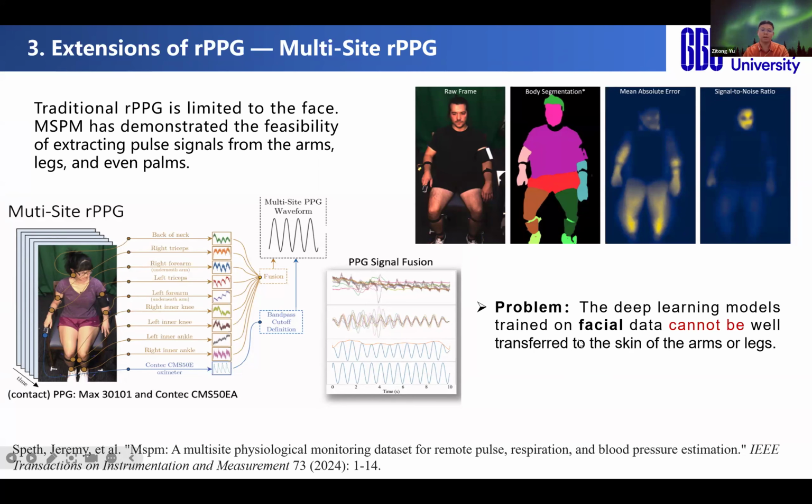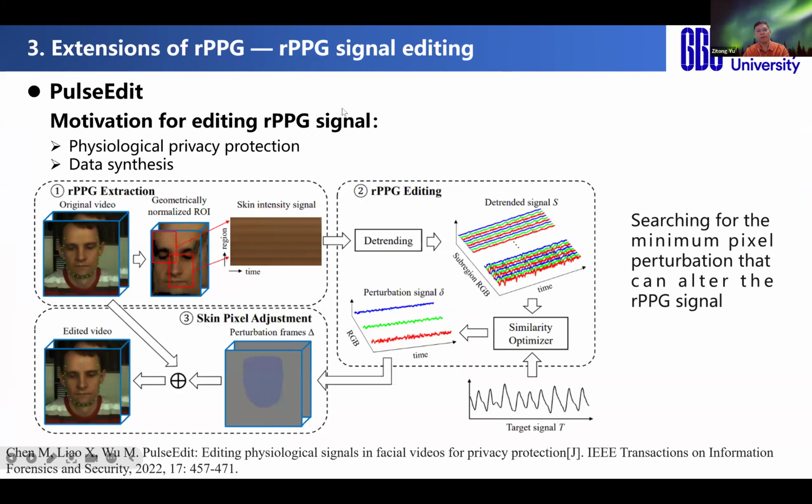But this is interesting. We can use the differences from different regions to maybe measure different kinds of disease. And another interesting direction is signal editing, because our rPPG data is limited. Another direction is how to generate new rPPG data using the original video.